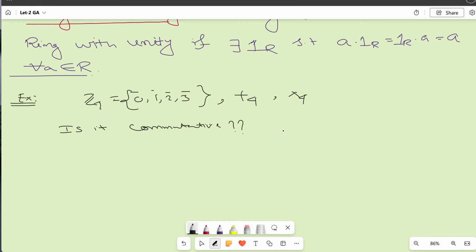Of course it is commutative. You take every two elements. Suppose identity will always be 1, so you have to check with the multiplication, the second operation. 1 dot 2, which is actually 2, and 2 dot 1 equals 2, for every element. So 3 dot 2, and 2 dot 2 equals, so this is commutative. Yes. Is it a ring with unity?